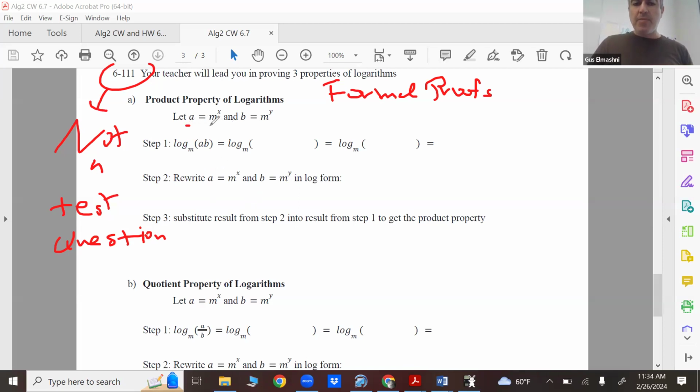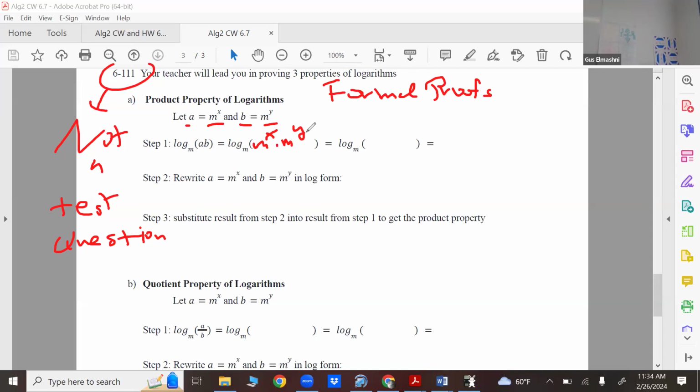So let's say a equals m to the x. Let's say b equals m to the y. So when you replace a and b with m to the x and m to the y, you wind up getting this. Does that make sense what I just did? I just replaced a and b, right? So a is this and b is this. It's independent, you get to choose what you want. But why did I choose that? You'll see in a second.